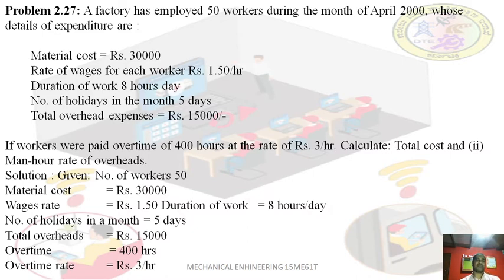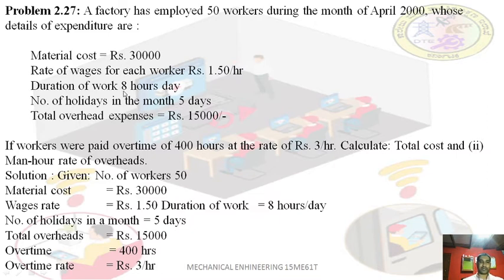So the 50 workers are working for a month. You need to calculate the total man-hours because everything is given in terms of hours. Wages are given in terms of hours. Material cost is directly given. You just need to calculate only the labor cost. If you add the labor cost and the material cost, that will give you the total cost, because nothing else is mentioned about any factory on-cost or office on-cost.